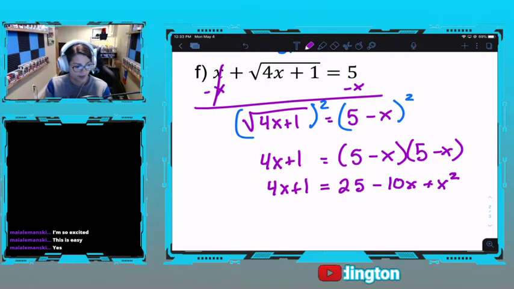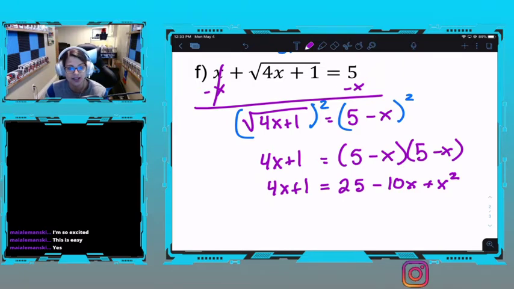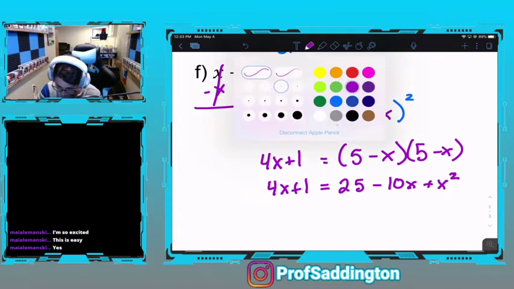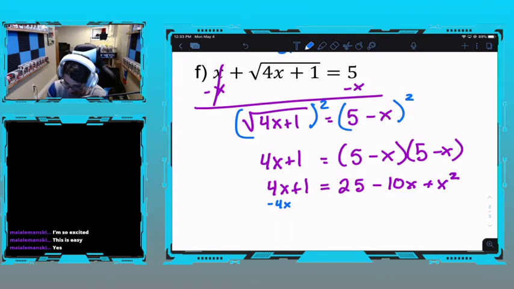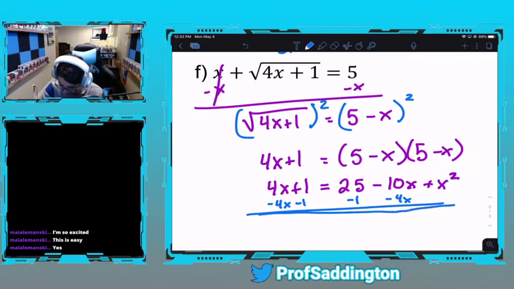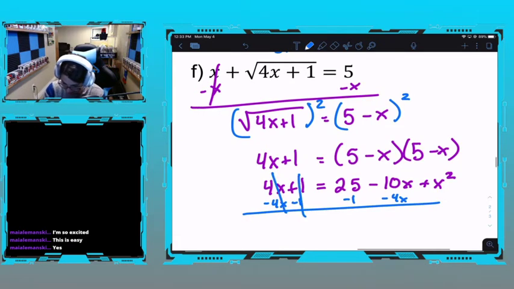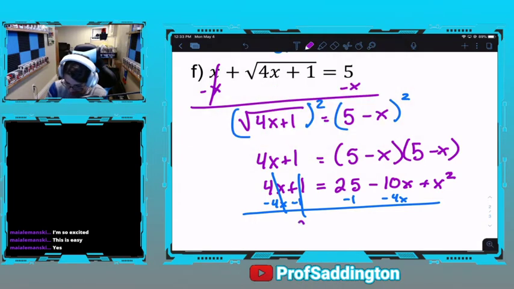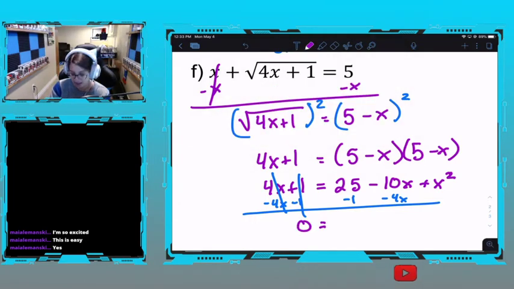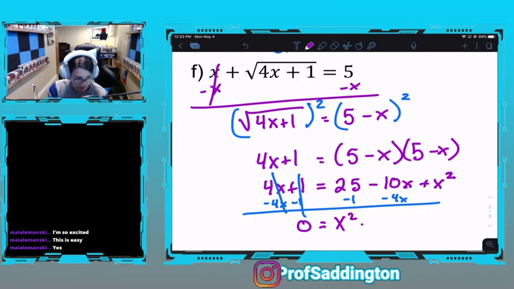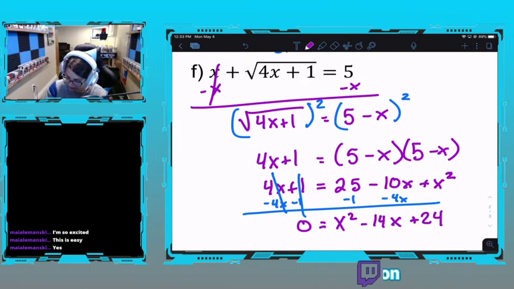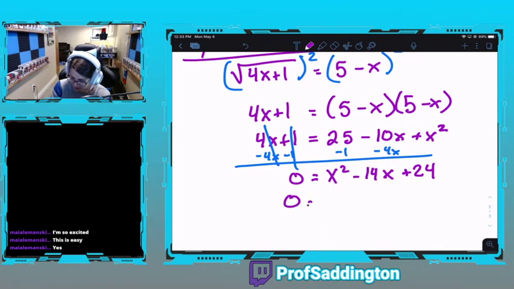I'm just not. We need to get everything to the same side, and I'm going to write this in standard form as well. So we need to subtract 4x from each side and subtract 1. So I get 0 equals, and again, I'm writing this back in standard form. So x squared minus 14x plus 24 is what I'm left with.